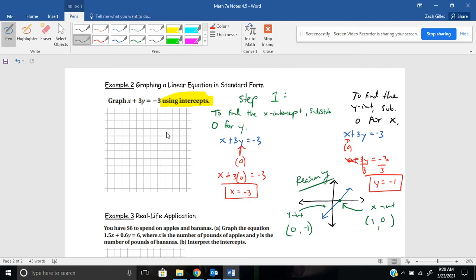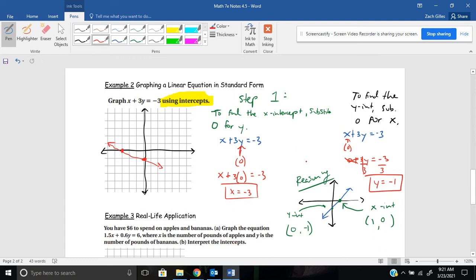I can come back to my graph. I can put on my y-axis, my x-axis, and then I can plot these two. I know that my line crosses the x-axis at -3, so -1, -2, -3 on the x-axis, and it crosses the y-axis at -1. So again, I'll come down here, -1, and that's where it crosses the y-axis, and I will connect my two points like so.